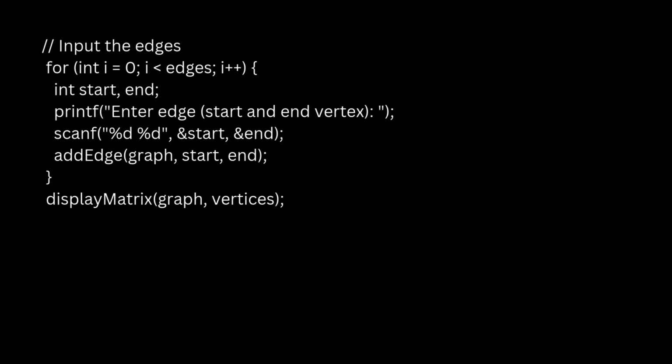After all edges have been added, the program calls display matrix with graph and vertices to display the final adjacency matrix. This line ends the main function and returns 0, signaling that the program executed successfully.